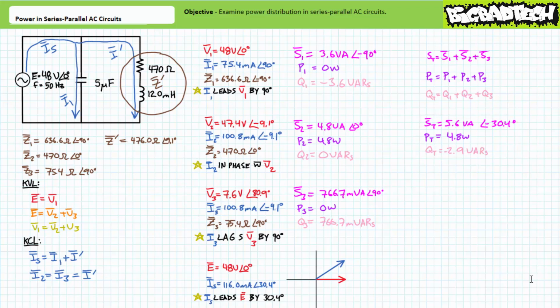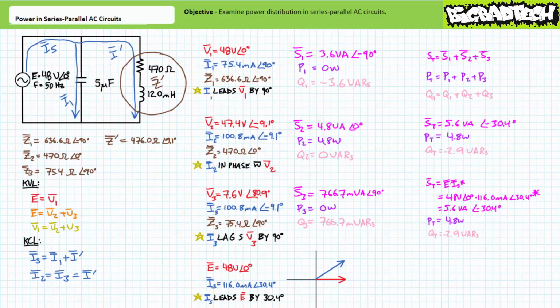Additionally, one can solve for total real power and total reactive power individually using a similar technique. Total real power equals the summation of individual real powers. Pt equals P1 plus P2 plus P3, where total real power again yields 4.8 watts. Similarly, total reactive power for this system equals the summation of individual reactive powers. Qt equals Q1 plus Q2 plus Q3, where again total reactive power yields negative 2.9 VARs.